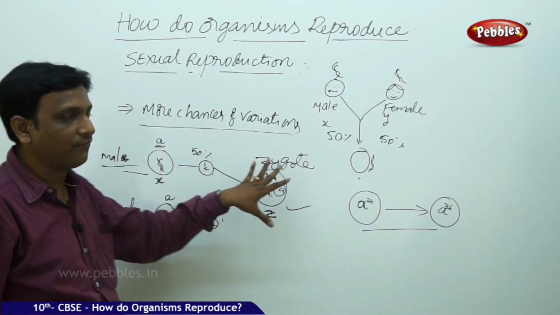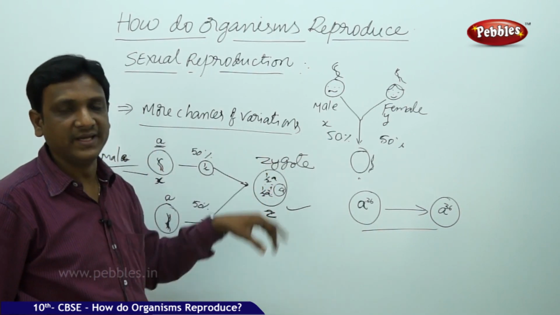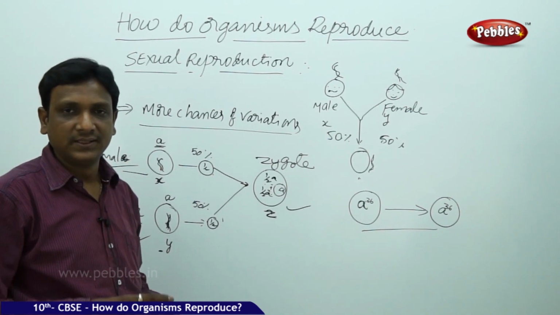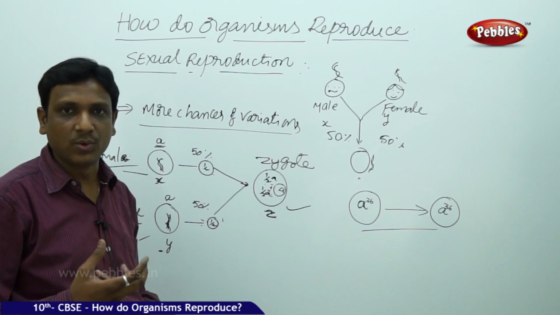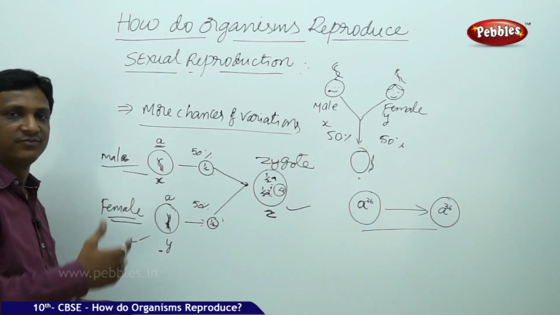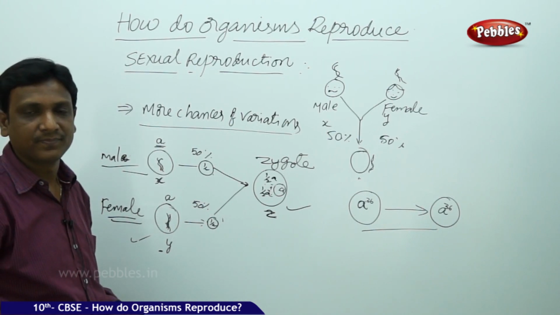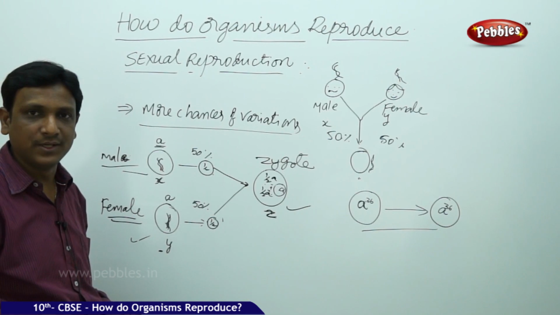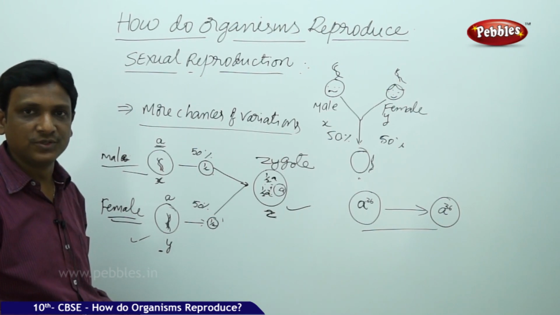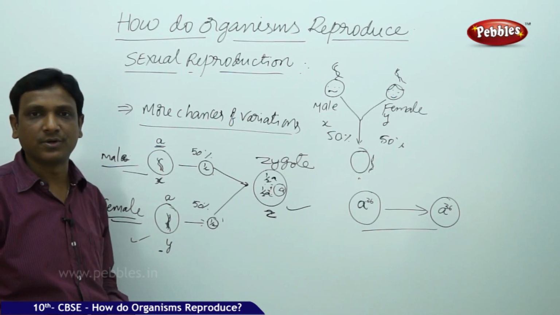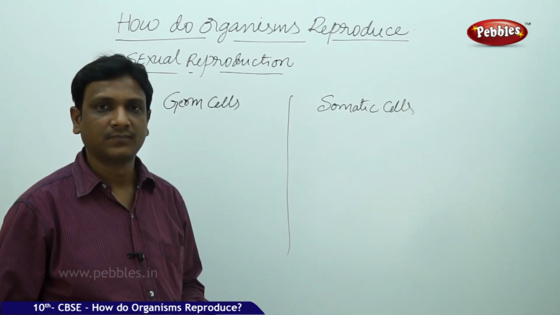So there is more scope for these variations. And moreover, in sexual reproduction, the sex cells or germ cells that are formed will have half the number of chromosomes. So when two sex cells combine, they form a zygote with the number of chromosomes that are there in that organism. So in this way sexual reproduction is carried out.